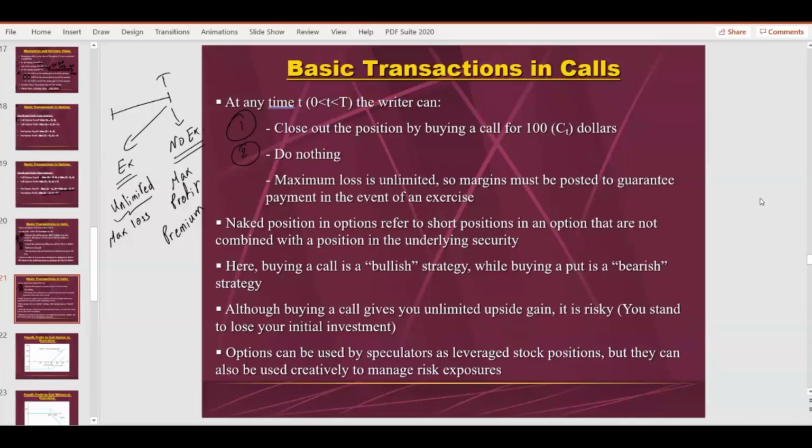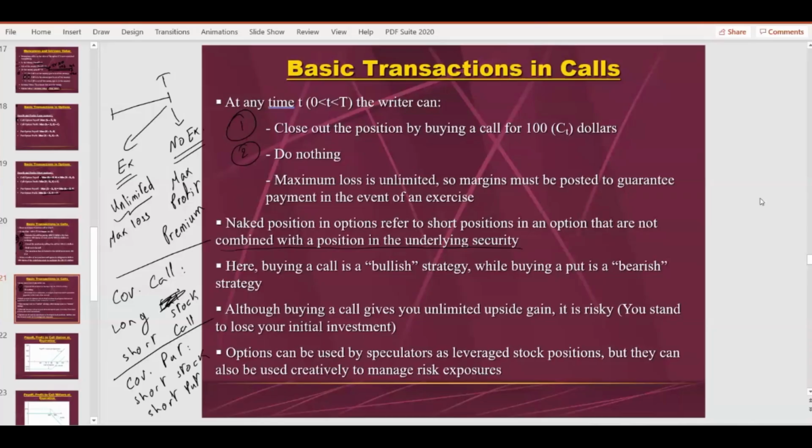Now, in this case, why are we saying it's not combined with a position in the underlying security? Mainly because a covered call can be constructed by having a long stock with a short call. A covered put is when you have a short position in the stock and you take a short position in the put option.